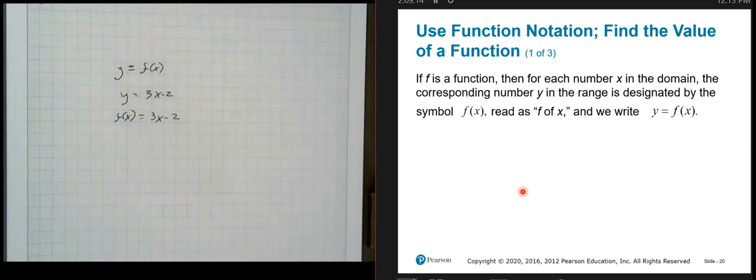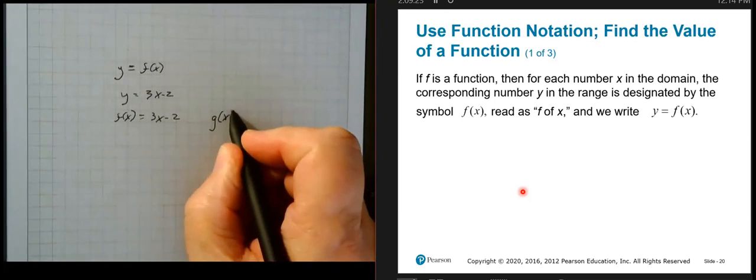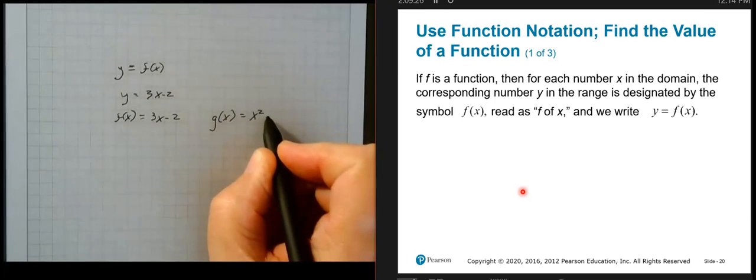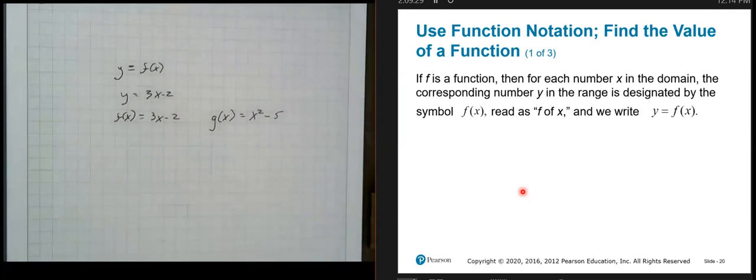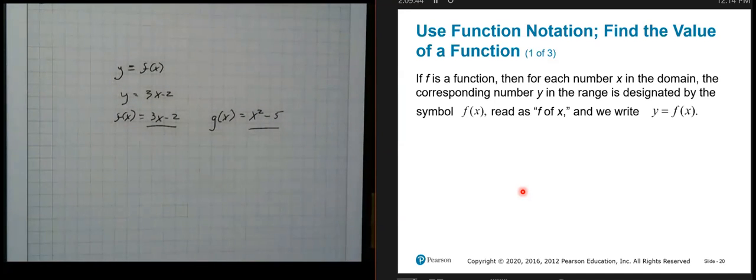One of the advantages of doing this is it gives this function a name. I could have another function. I'm going to call it g. G of x equals x squared minus 5. So if I have both of these functions I'm dealing with, I can talk about the g function and I can talk about the f function without going through the specifics of telling us what those things are. It's just easier or quicker to refer to the f function and the g function.